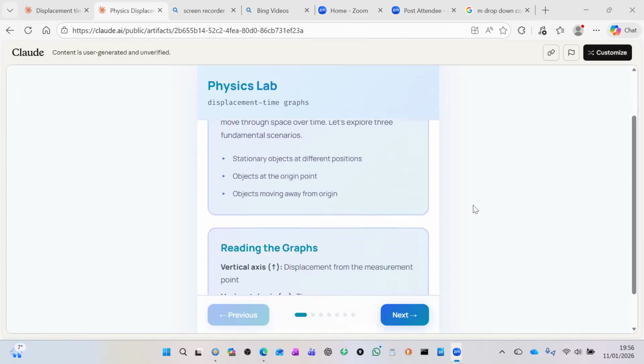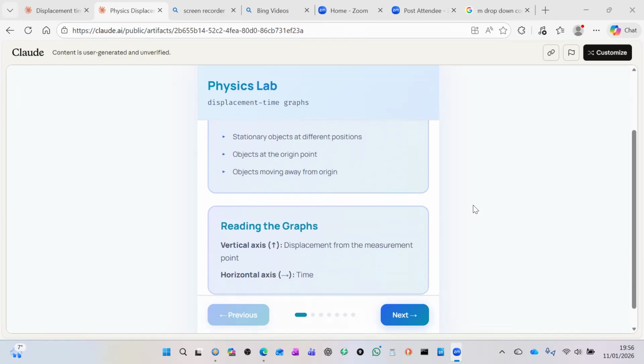And in this, we're going to explore some fundamental scenarios. A stationary object which is at different positions, objects at the origin point, and objects moving away from the origin. When you draw the graphs, there needs to be a vertical axis and a horizontal axis. The vertical axis will be measuring the displacement from the measuring point, and the horizontal axis measures time. To navigate between each page on the app, just click the Next button.